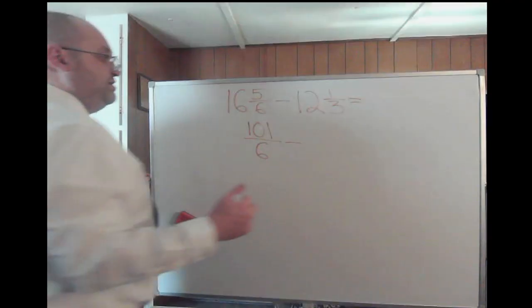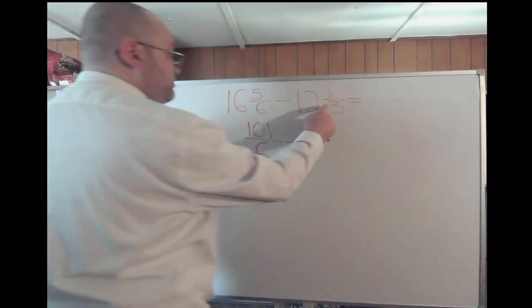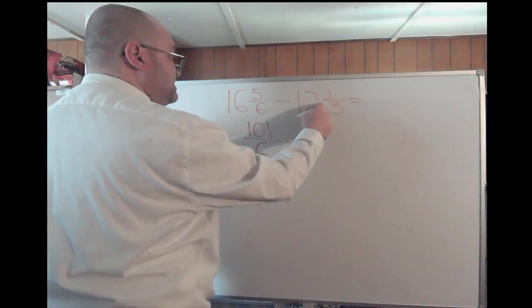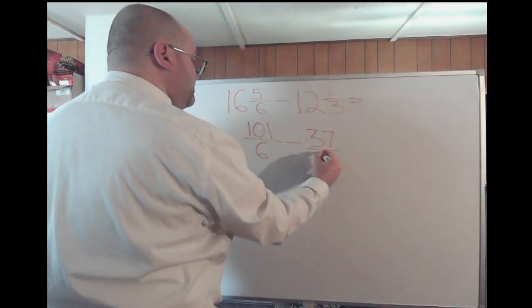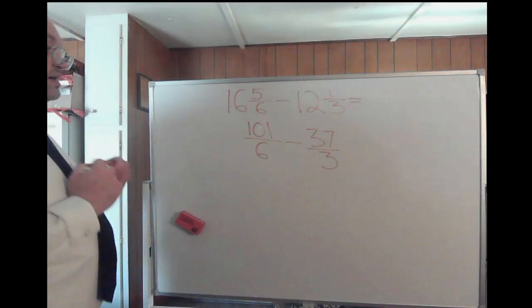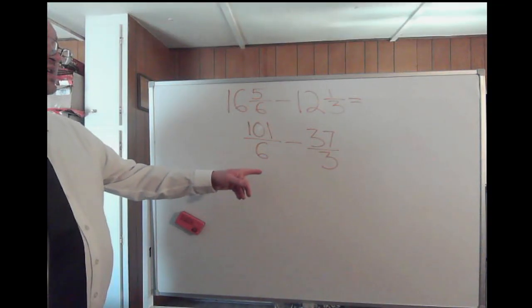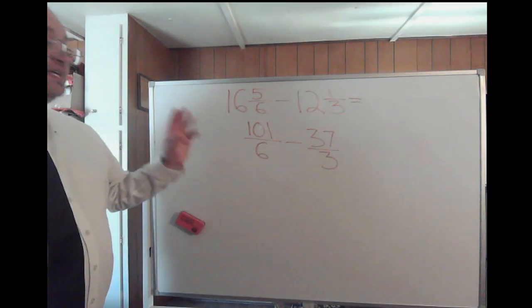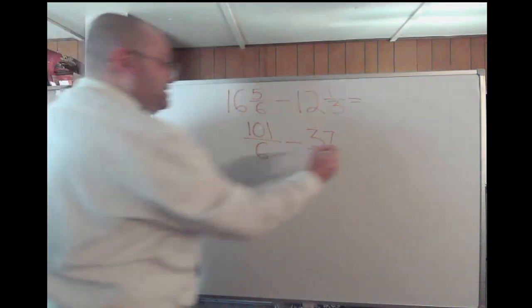Okay, now we have 12 and 1/3. So to convert that to an improper fraction, 3 times 12 is 36 plus 1 is 37. So you'll have 101 over 6 minus 37 over 3. Now we've got these as improper fractions. We want to find the least common denominator between 3 and 6. In this case, it would be 6.